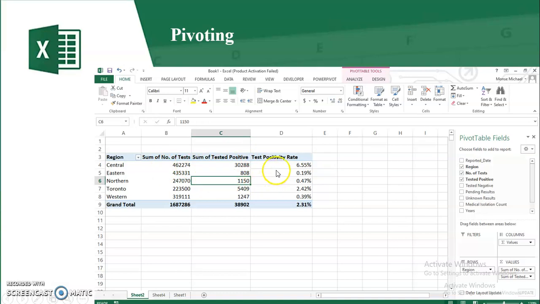For central the test positivity rate is 6.55, for Toronto it's 2.42, and so on. In total, out of 16 lakh tests, 38,000 people became positive. So the test positivity rate in the whole Ontario province is 2.31.